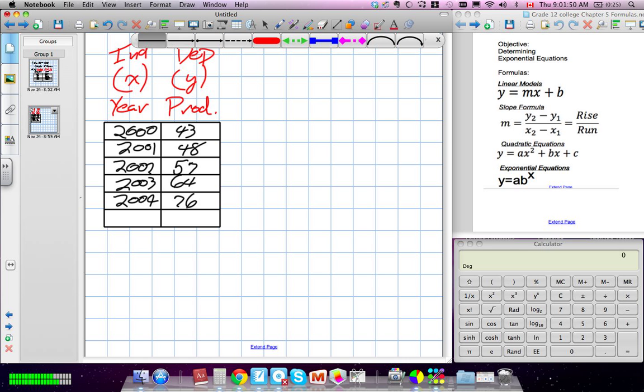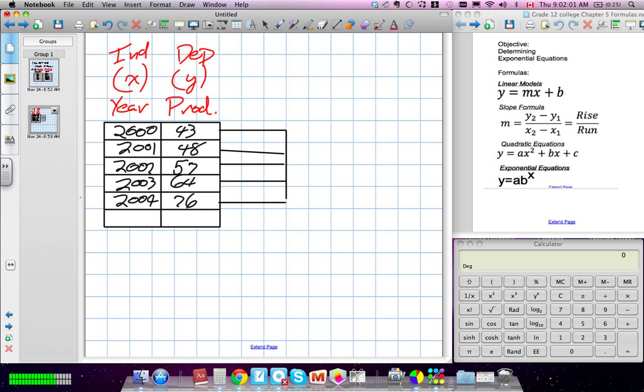Good. All right, so we need to find the first differences of our y variable. For our first differences, we'll take the top number and subtract the next one down. 43 subtract 48 is negative 5. 48 subtract 57 is going to give us negative 9. 57 subtract 64. Is that negative 5 again? No. Negative 8. And 64 subtract 76 is negative 12. Are all the first differences the same? No. So is this a linear relationship? Not linear.